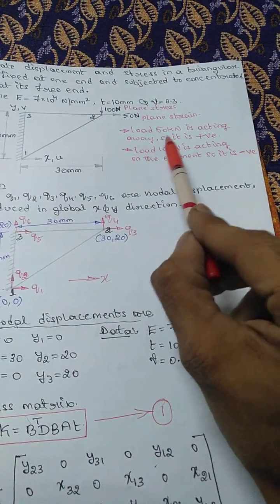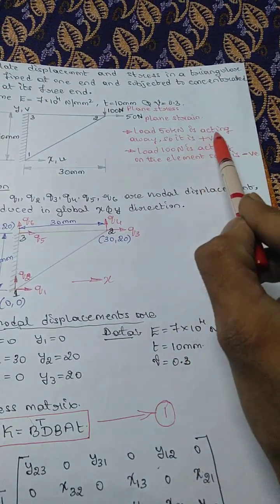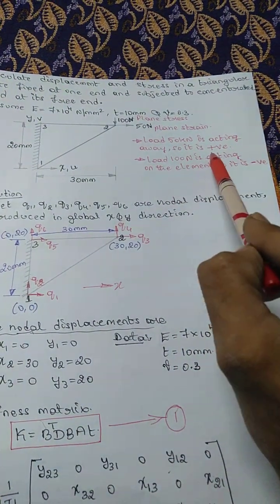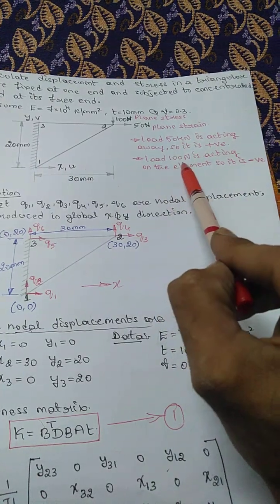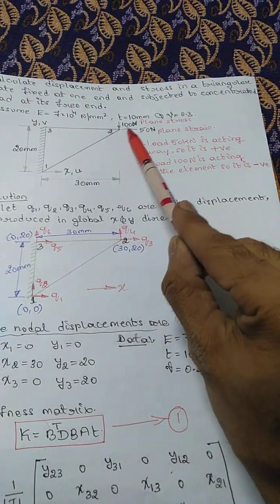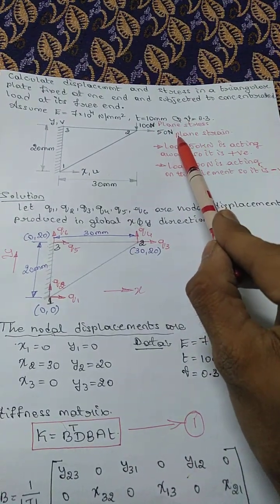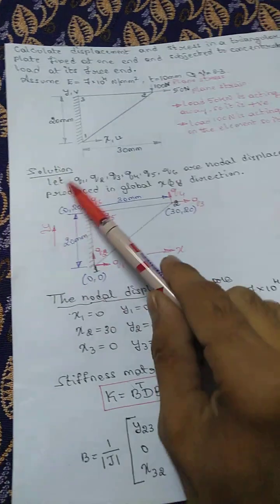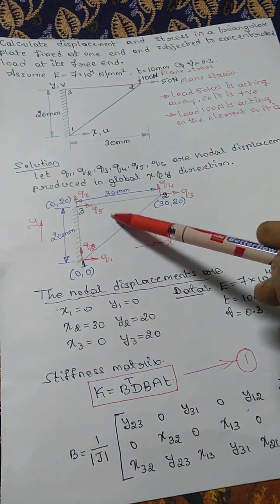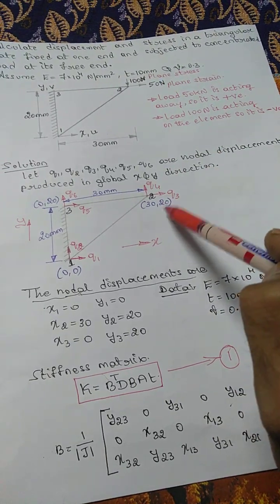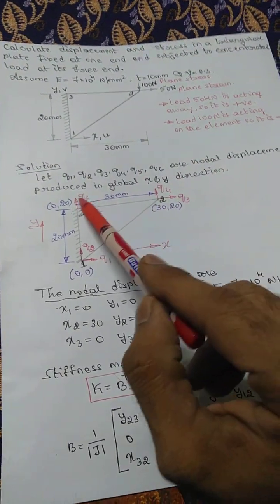So the load 50 kilonewton is acting away, so it is positive. And here the load 100 newton is acting on the element, so it is negative. So here 50 is positive and 100 is negative. For the solution part, I have redrawn the sketch here, mentioning the displacements and all the values. So let's start with this.